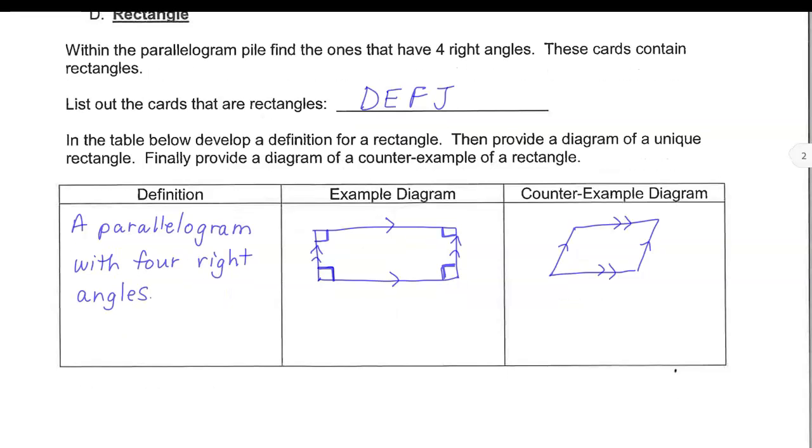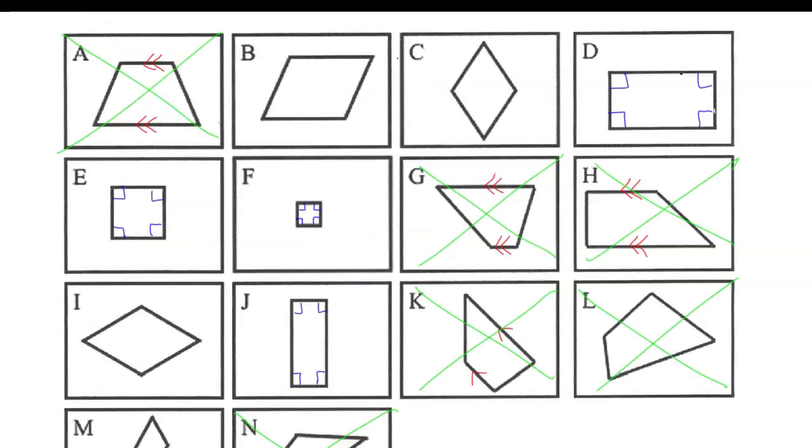Let's go back to the pile of cards and find the cards that have all sides congruent. Notice on card C, that parallelogram has congruent sides. Notice card E, that one has congruent sides.